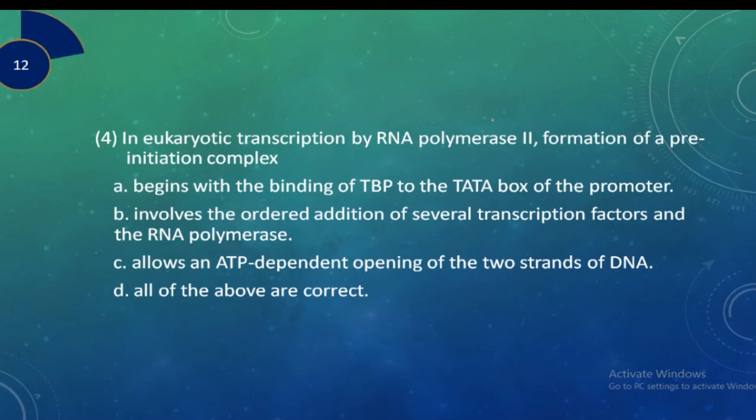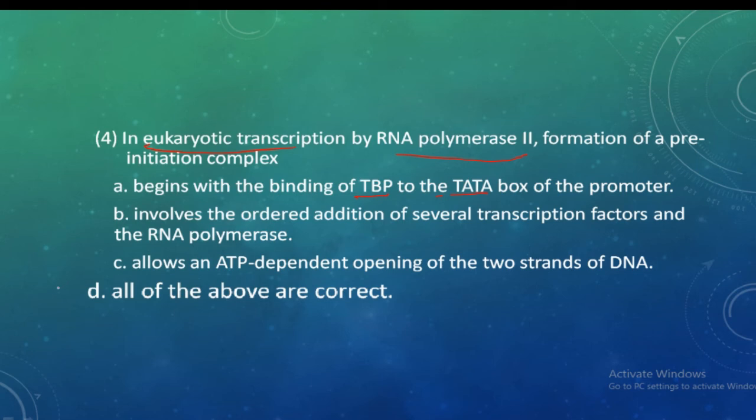See, recently we have studied about it. Here you can see eukaryotic transcription, RNA pol 2 related things. Read carefully each and everything. We have just discussed TBP, Tata box, each and everything. So D, meaning all the sentences are correct. Let's go through one by one. In case of eukaryotic transcription, as we have just discussed, it starts with the binding of TBP, the Tata binding protein, to the Tata box.